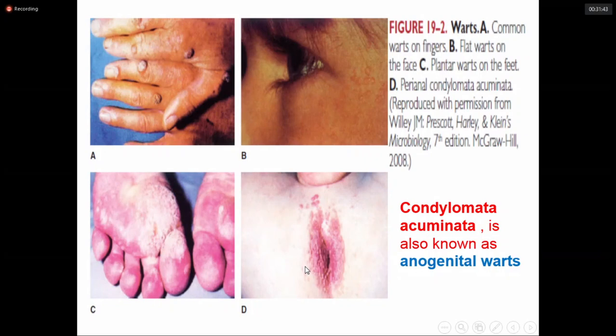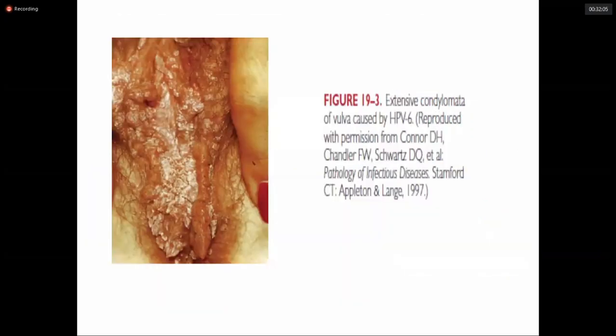And remember the word condylomata acuminata, because we are going to come back to the word condylomata lata with syphilis in the last lecture. So remember, we have two types of condylomata. Condylomata acuminata with HPV. This is extensive condylomata of the vulva caused by HPV 6.